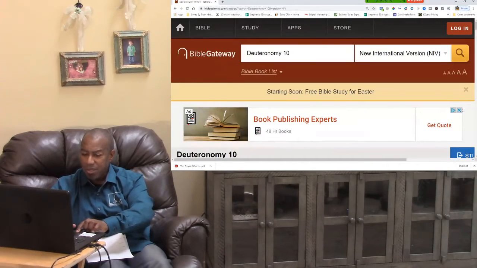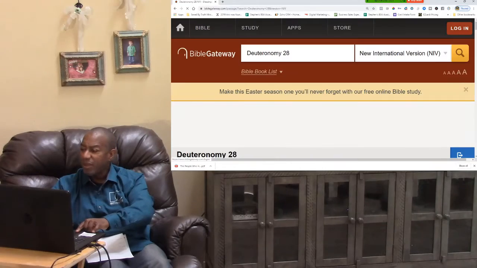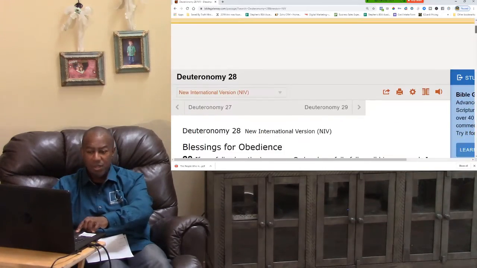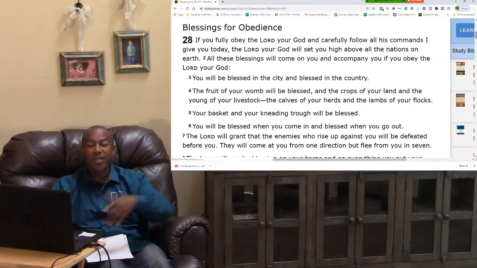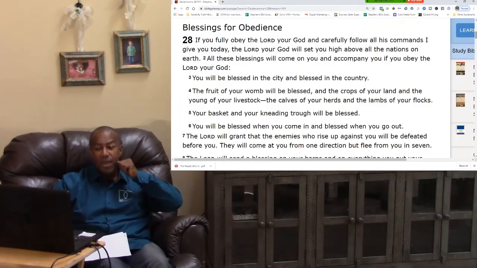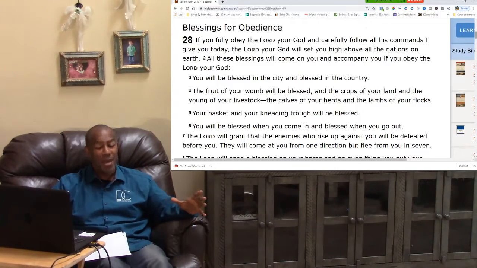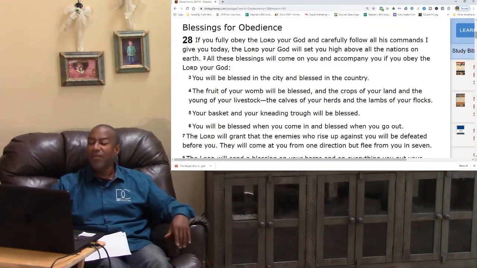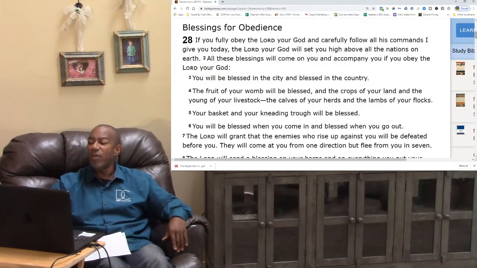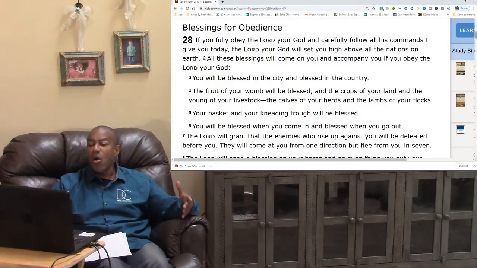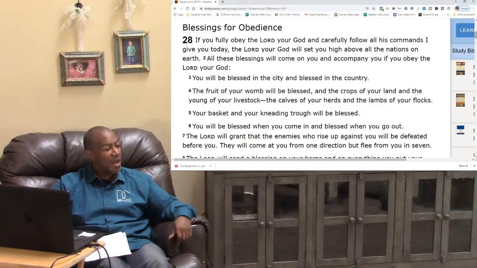Let's read the promise. Deuteronomy 28. Over the years, we've read the curses. But now let's see the blessings for obedience. It says, if you fully obey the Lord your God and carefully follow all his commandments I give you today, the Lord your God will set you high above all the nations on earth. And all the blessings will come on you and accompany you if you obey the Lord your God.